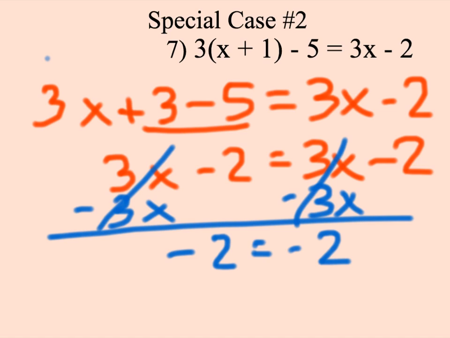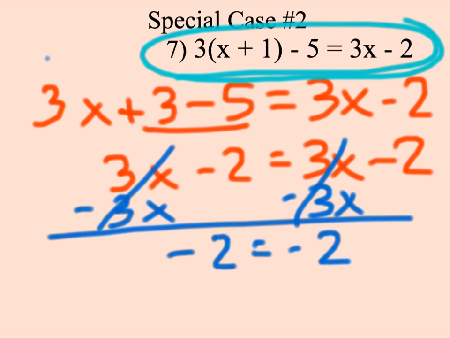So let's go ahead and go up to our original equation up here. And if you look at this original equation, pick any value of x. Let's pick 1. If you plug in a 1, you would get 3 times 2, which is 6. 6 minus 5 is 1. And 3 times 1 is 3 minus 2 is 1. So that works. If you picked negative 10, it would work. If you picked negative 1,000,000, it would work. Any value that you pick for x is going to work in this equation.